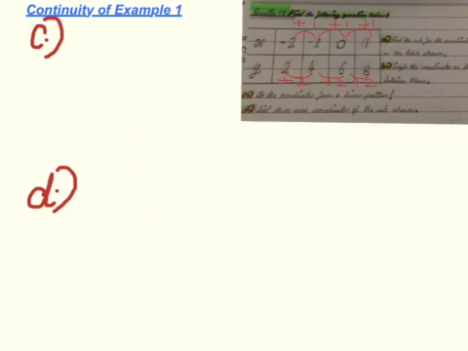Now let's get along with part C. Do the coordinates form a linear pattern? Yes, we have seen that the coordinates do form a linear pattern. Part D. List 3 more coordinates of the rule shown.